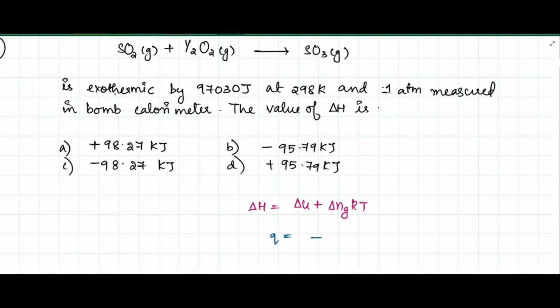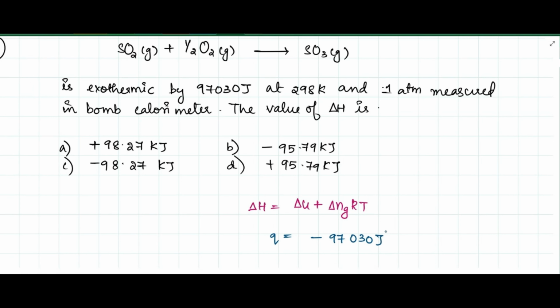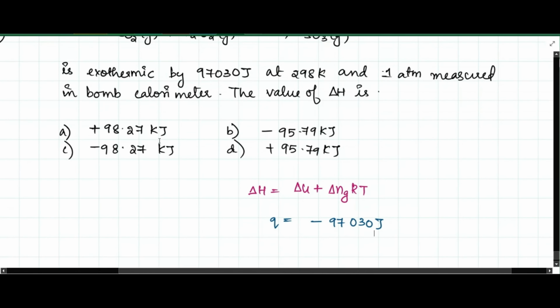In thermodynamics, considering the signs is very important. So Q is minus 97030 joules. Now what we need is not Q, what we need is U.